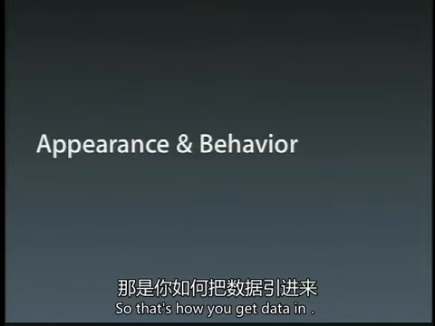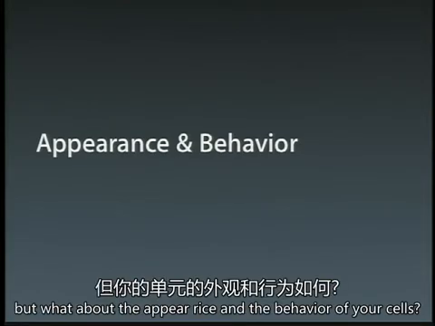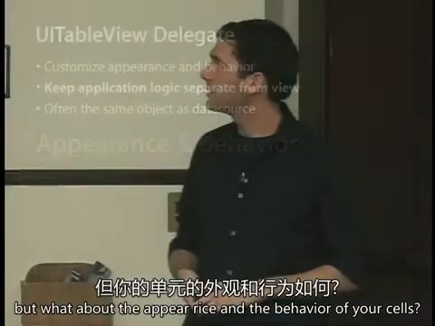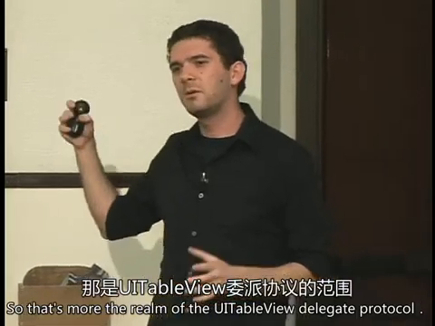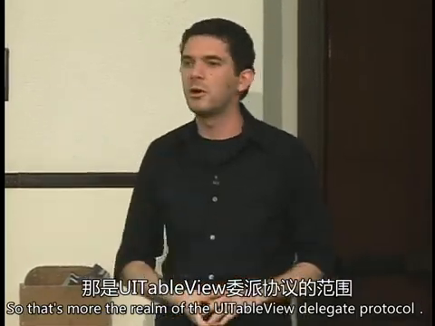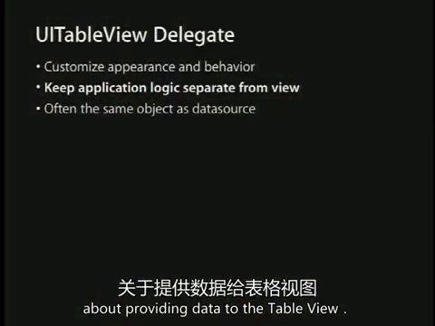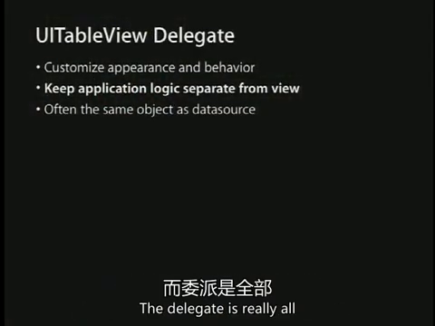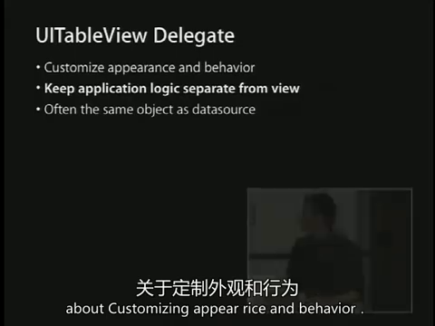So that's how you get data in. That's how you're going to display your data. But what about the appearance and the behavior of your cells? So that's more the realm of the UITableViewDelegate protocol. The data source is really all about providing data to the table view. The delegate is really all about customizing appearance and behavior.